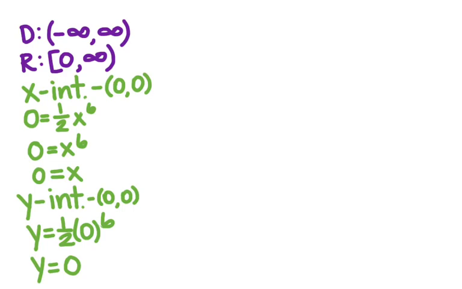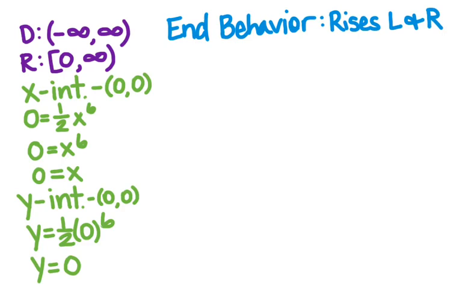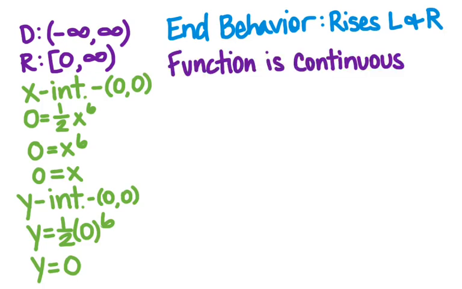Next, we want to talk about the end behavior of this graph. You always look at the highest exponent and the coefficient of that exponent. Since this highest exponent is an even number and the coefficient is positive, then that tells me that the end behavior is that it's rising on the left and right. And you can see that from the graph as well. This is a continuous function. There aren't any asymptotes on the graph. There aren't any breaks in the graph or holes, so it is a continuous function.